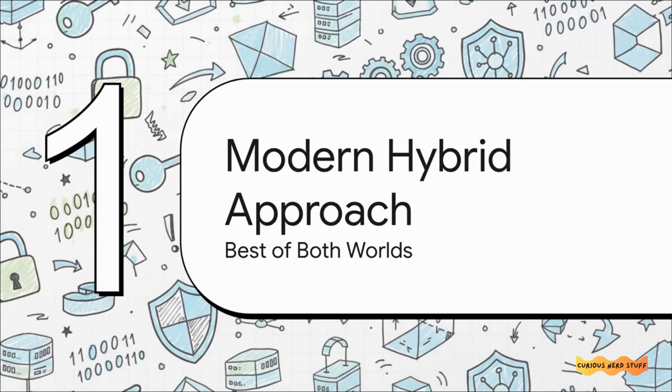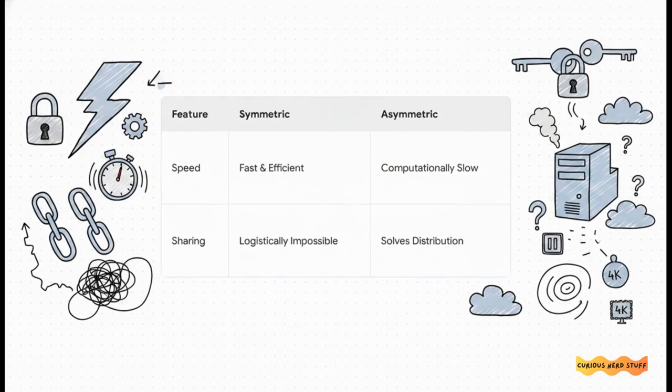Let's see how these systems combine to form the climax of modern internet security: the modern hybrid approach. As you can see on this table, we face an ultimate trade-off in cryptography. Symmetric cryptography wins hands down on pure speed and efficiency, but it fails completely when it comes to securely sharing keys at a global scale. On the other hand, public key, or asymmetric cryptography, brilliantly solves that impossible sharing problem. But the catch? It involves incredibly complex math. It's computationally massive, wildly expensive for your computer's processor, and honestly, it is far, far too slow to do something like stream a 4K video.